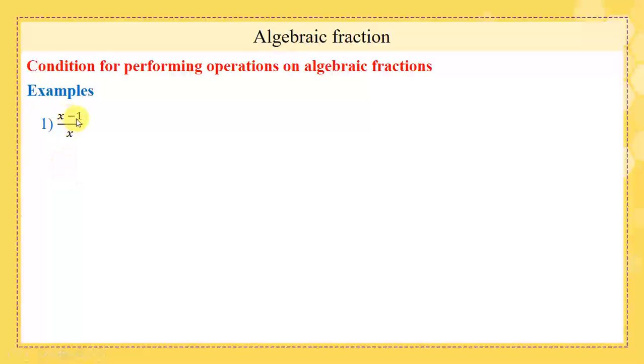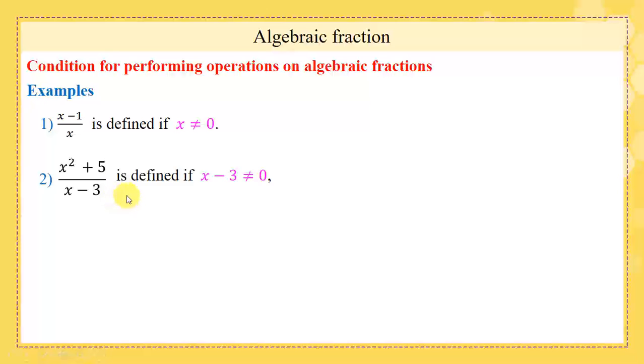Examples: (x minus 1) over x. Here the denominator is x, then the fraction is defined if x is different from 0. Next, the denominator is x minus 3. The fraction is defined when the denominator is different from 0. So if x minus 3 is different from 0, we take the negative 3 to the right side to get x different from 3, the same as we deal with equations.